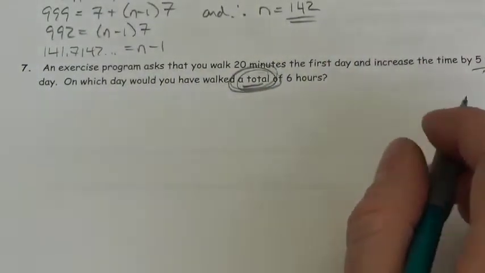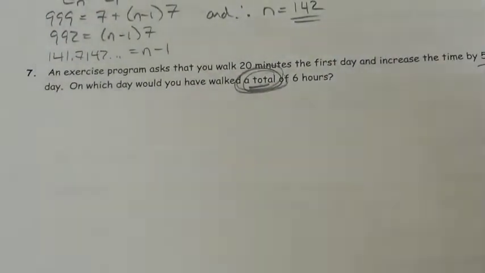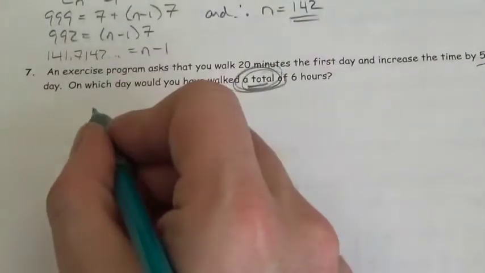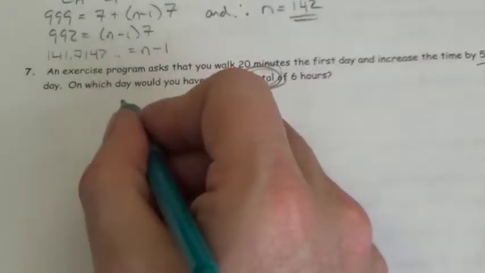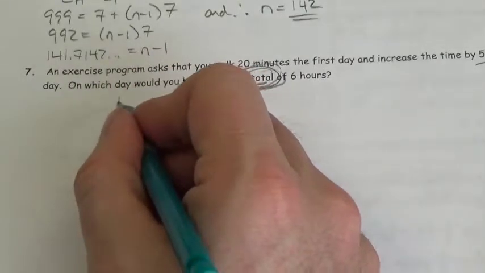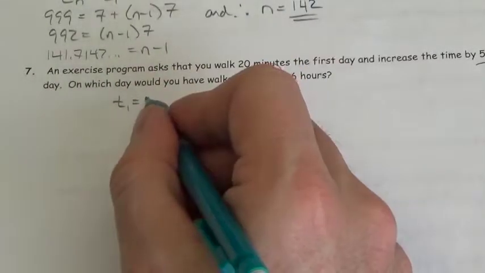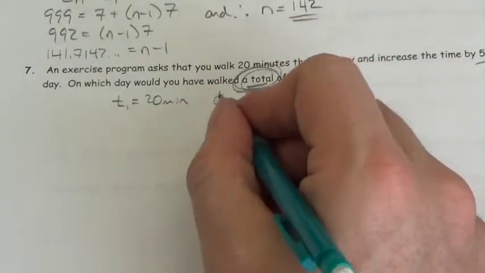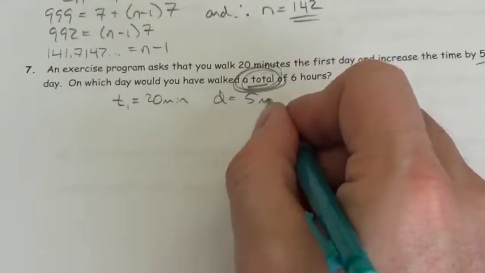Okay. So let's take a quick look at these numbers here. We know that T1 is going to be 20 minutes. We know that our d is going to be 5 minutes.